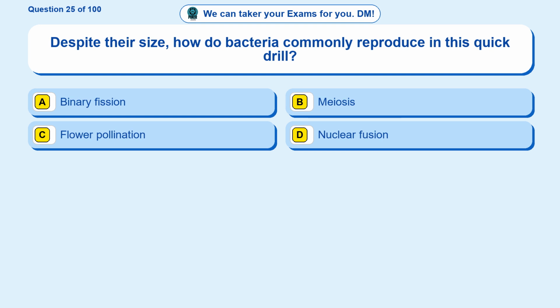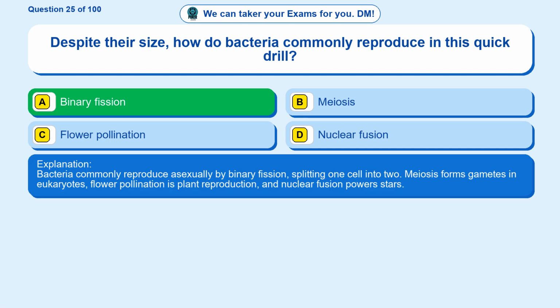Question 25. Despite their size, how do bacteria commonly reproduce in this quick drill? Option A, binary fission. Option B, meiosis. Option C, flower pollination. Option D, nuclear fusion. The correct answer is option A. Binary fission. Bacteria commonly reproduce asexually by binary fission, splitting one cell into 2. Meiosis forms gametes in eukaryotes, flower pollination is plant reproduction, and nuclear fusion powers stars.